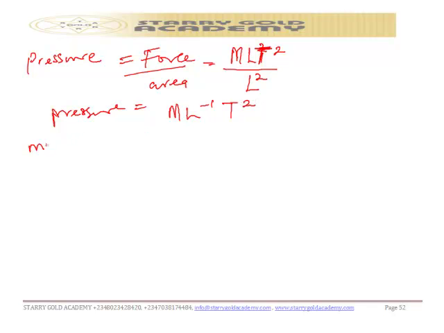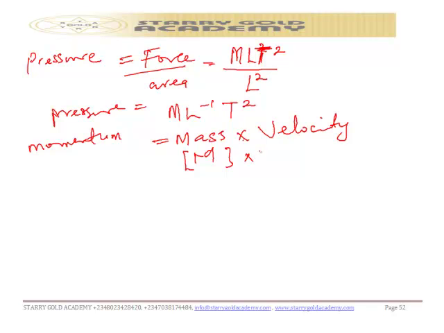So let us look at momentum. Momentum is mass times velocity. We have our mass, which is M, multiplied by our velocity, which is LT⁻¹. Now, momentum is what? MLT⁻¹.